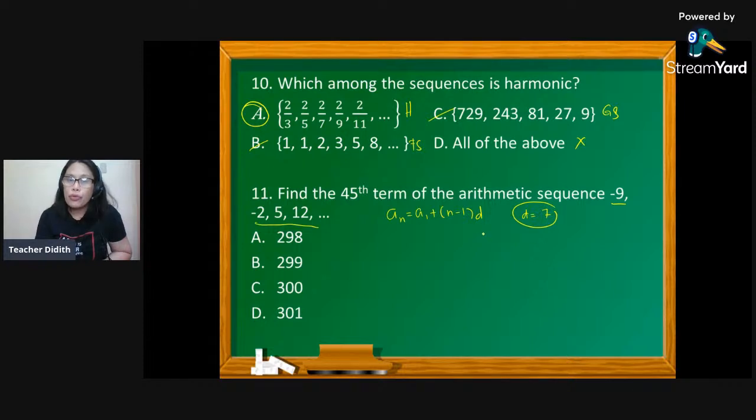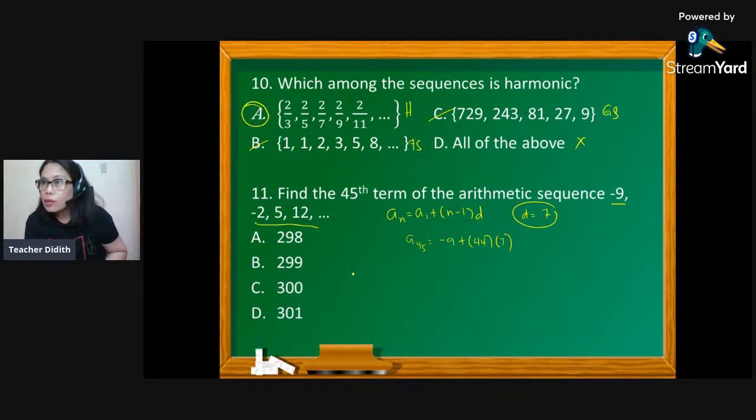Let's see. So, if d is 7, we can solve for the 45th term. So, a sub 45 is negative 9 plus n minus 1, so this is 44, right? So, 45 minus 1, and then times 7. So, let's verify na lang. It's 299, so you are all correct. Okay. So, this is B. No?